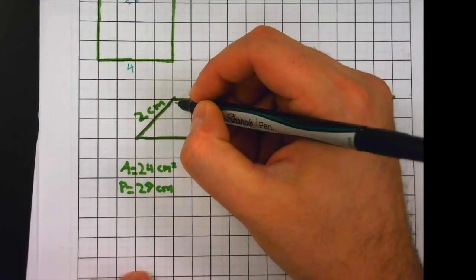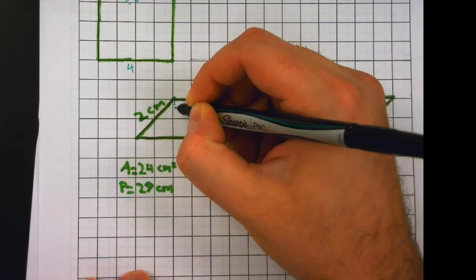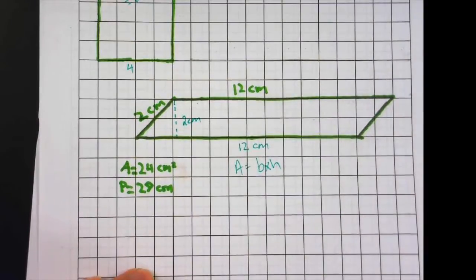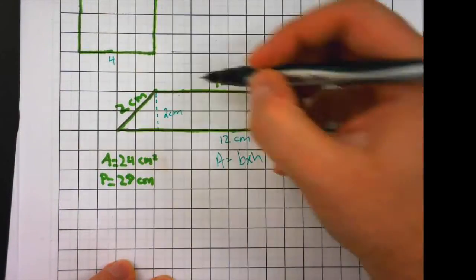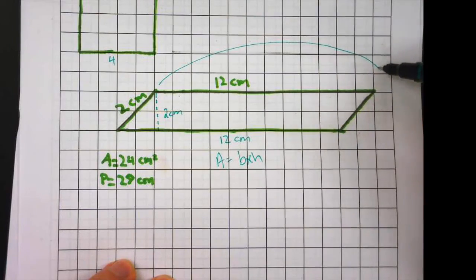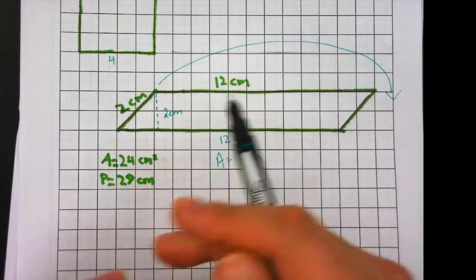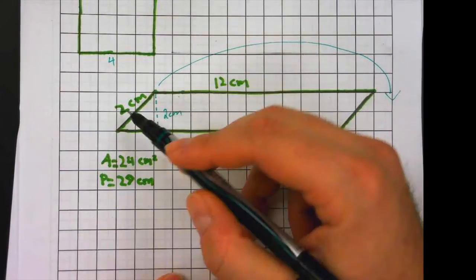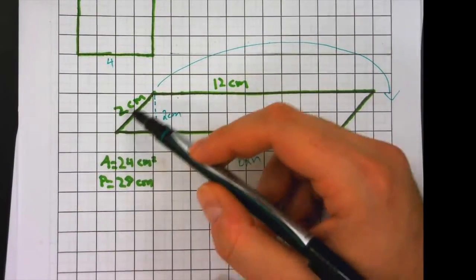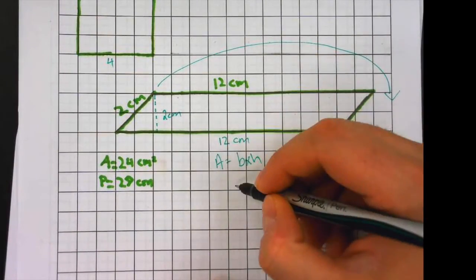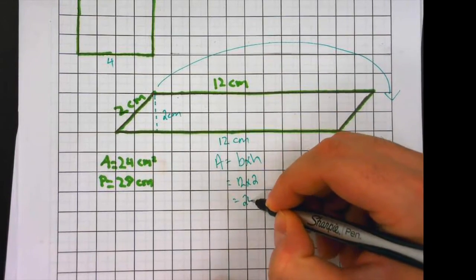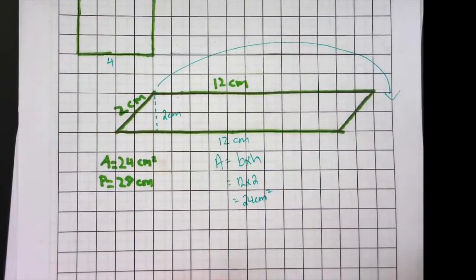So if you do it right here, the height would be right here. This part here is 2 centimeters. Because if you chop this part off here, it would actually fit over here. So basically a parallelogram is just a rectangle that's been flattened out or pushed down. So that's the height here. So we don't necessarily use this measurement here. So base is 12 times height, 12 times 2, 24 centimeters squared.